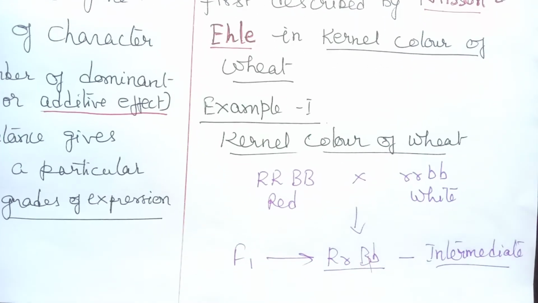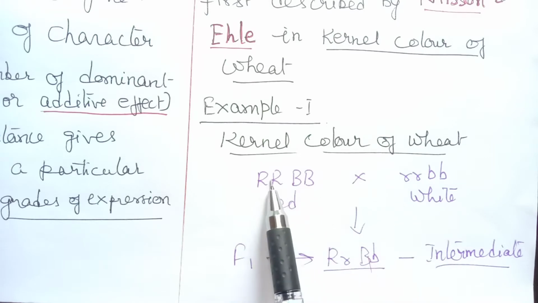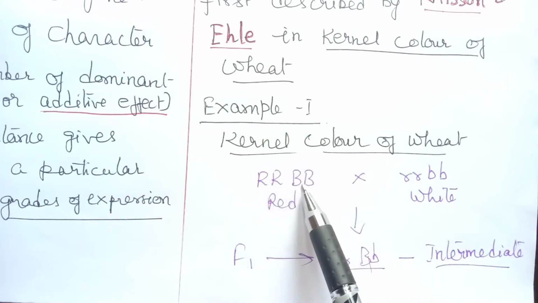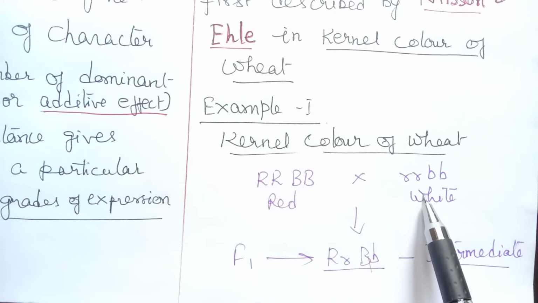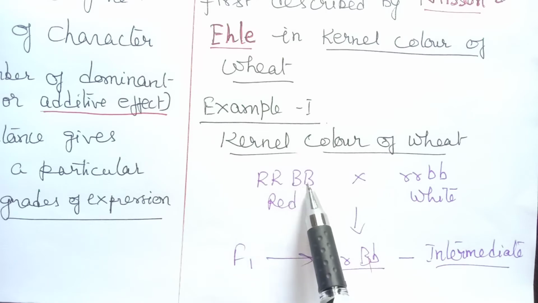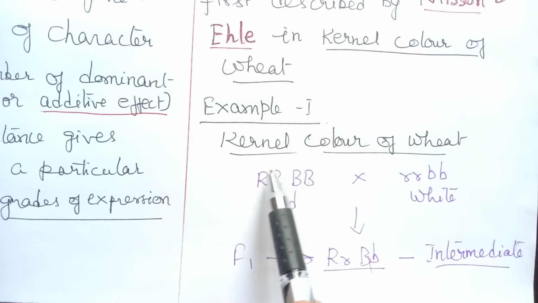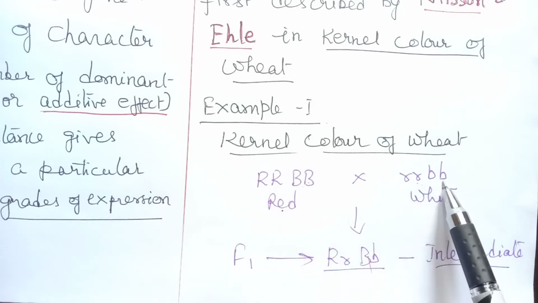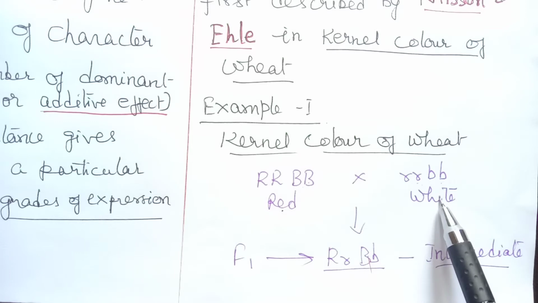In the parental generation we will take red and white. Red is completely dominant and it is represented by two genes as R and B. White is recessive. So if all the four alleles are completely dominant alleles, then it is expressing the phenotype red. If all are completely recessive, then it is expressing the phenotype white.